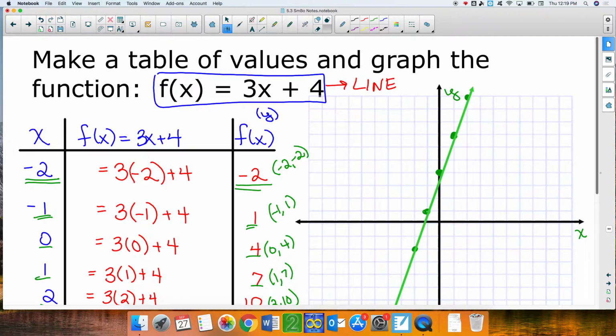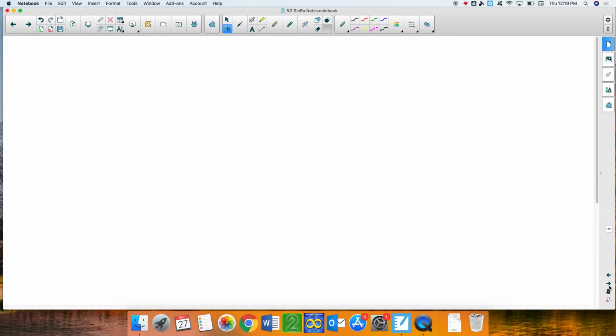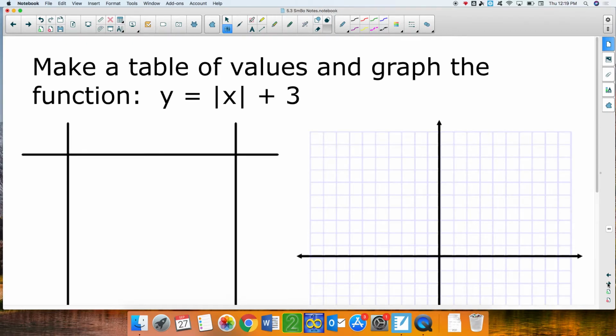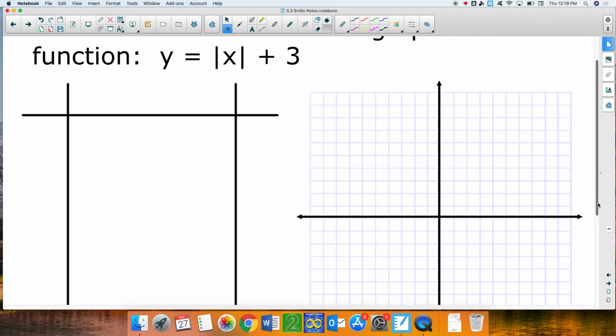When you just have an x by itself, you don't have any exponents, and you don't have any absolute values, nothing else. Okay? Next example, now we're going to look at what happens when our function has absolute value bars. So these absolute value bars are going to change things. You're going to set up your table the same way. Your input is your first column, which is your x. Put your function in the middle, absolute value of x plus 3. And then your output is your y. In this case, they set it equal to y, so we can put a y there.